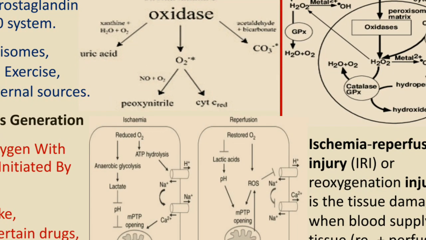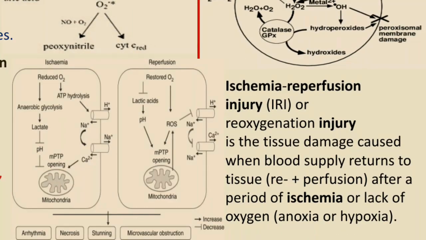Now, in the same manner, if you are going to consider a metabolic activity like ischemia reperfusion injury, IRI or oxygenation injury, it is the tissue damage caused when blood supply returns to tissue, that is reperfusion, after a period of ischemia or lack of oxygen, that is anoxia or hypoxia. Now here, as per the description, the first stage is the ischemia, that is the lack of oxygen, or the anoxia or hypoxia.